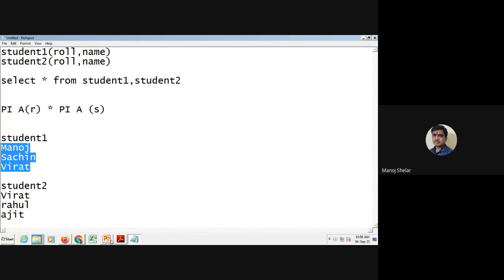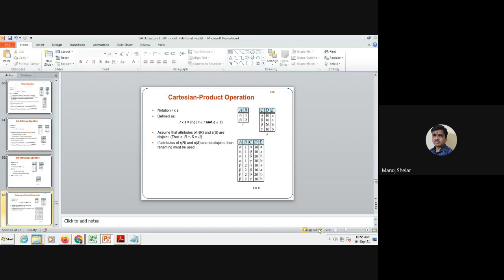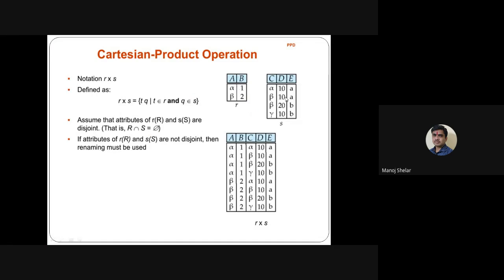Same here, 2 into 3. Suppose S into R, then the result is a 10 a alpha 1, a 10 a beta 2, beta 10 a alpha 1, beta 10 a alpha 2, beta 2, beta 10 b alpha 1, beta 10 b beta 2, gamma 10 b alpha 1, gamma 10 b beta 2. This is a Cartesian product, an operation in relational algebra.